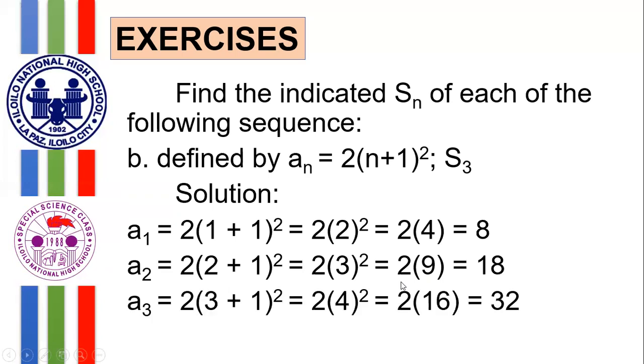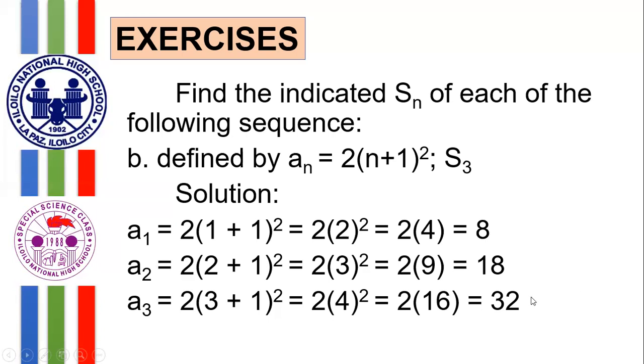For the third term, we have to replace all n's by 3. So a sub 3 equals twice the square of 3 plus 1. 3 plus 1 is 4. 4 squared is 16. And 2 times 16 is 32. So the third term here is 32.